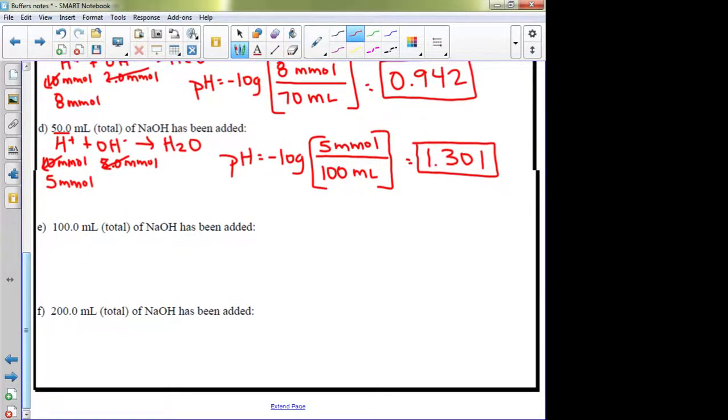All right, now E says I add 100 milliliters of NaOH. So I've got my H positive plus my OH negative goes to H2O. Started with 10 millimoles of my H plus. Now I've got my OH negative. What's 100 times 0.1? 10 millimoles. Uh-oh, what do we see? My number of moles of my acid is the same as my base. So they have completely done what to each other? Canceled each other out.